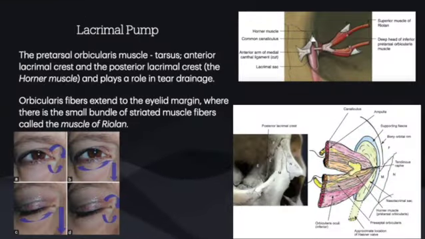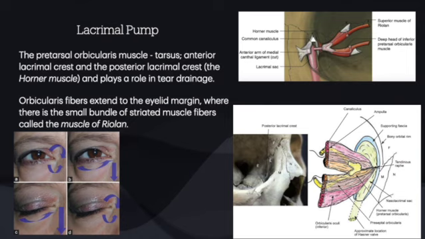The pretarsal orbicularis muscle adheres firmly to the tarsus. A portion of it attaches to the anterior lacrimal crest and posterior lacrimal crest. This is called the Horner's muscle, and this plays an important role in tear drainage. The contraction of this Horner's muscle will draw the eyelid medially and posteriorly, and thereby it will create a negative pressure in the lacrimal sac area, and then it draws the tear into the sac from the canaliculus, and thus it acts as a lacrimal pump.